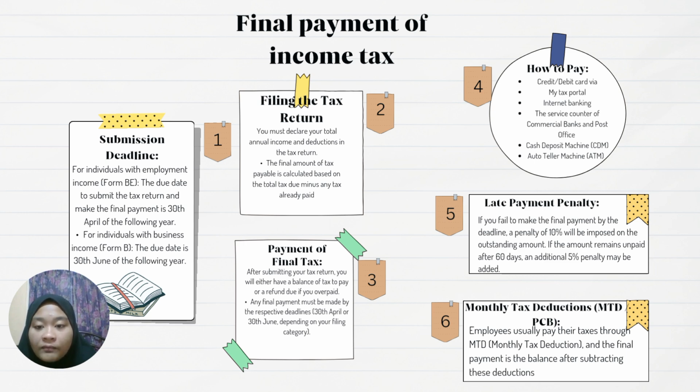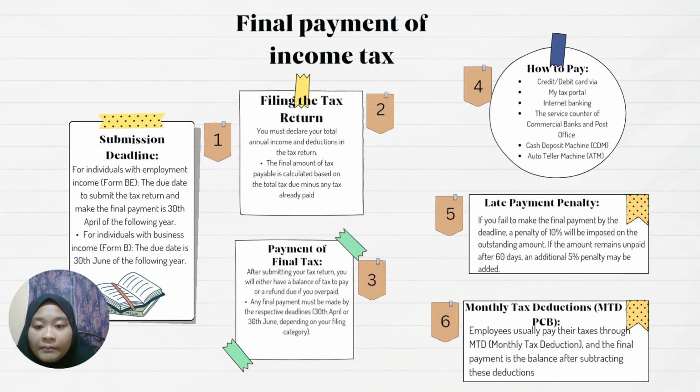The next one is filing the tax return. You must declare your total annual income and deduction in the tax return. The third one is payment of final tax. After submitting your tax return, you will either have a balance of tax to pay or a refund due if you overpaid. The fourth one is how to pay.